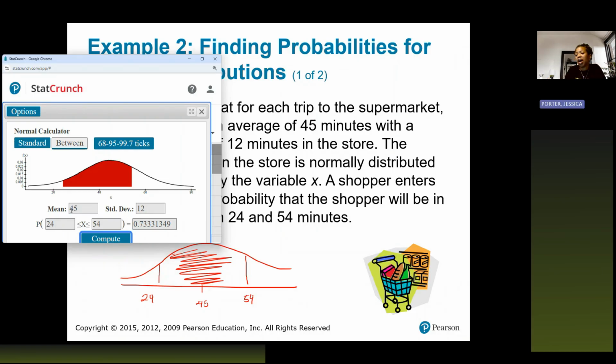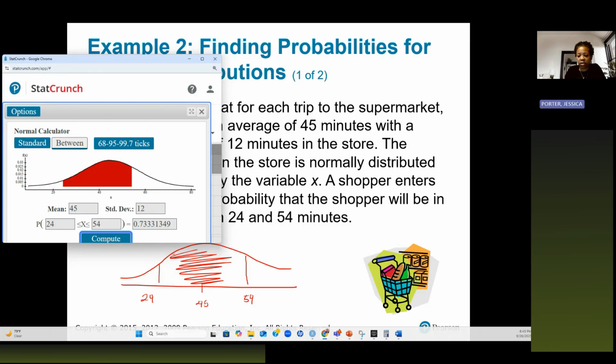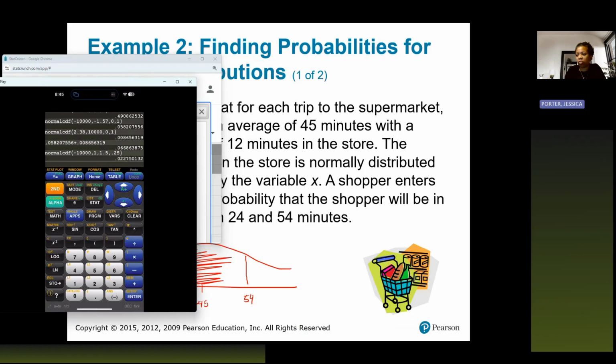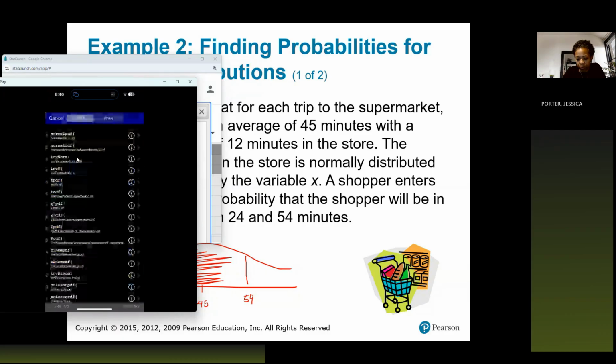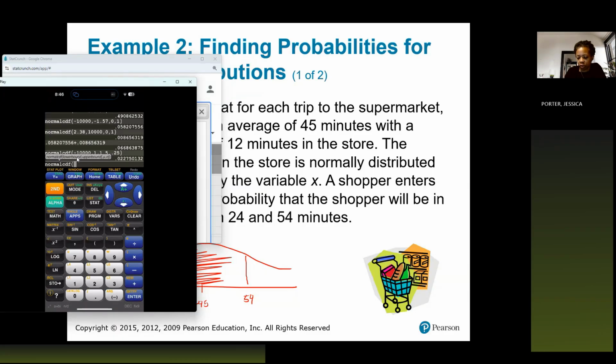Same thing with the calculator. I think this one is easier on the TI-84 because you already fill in a lower bound and upper bound. So lower is 24, upper is 54. Your mean is 45, comma, 12, enter. 0.7333.